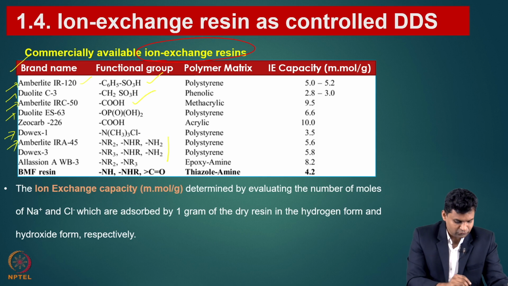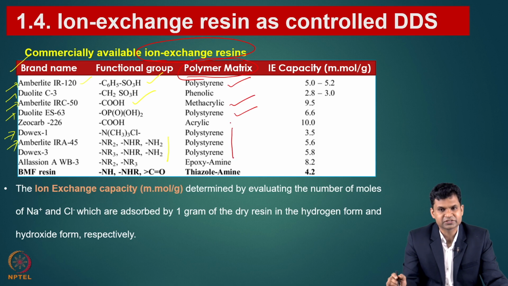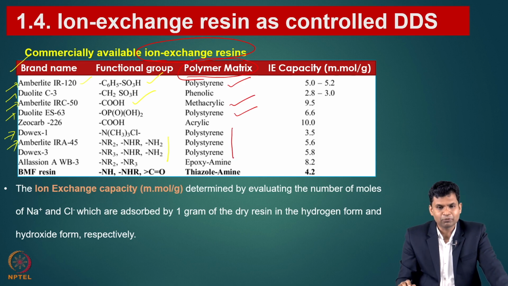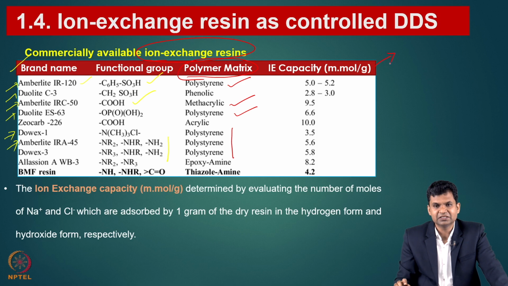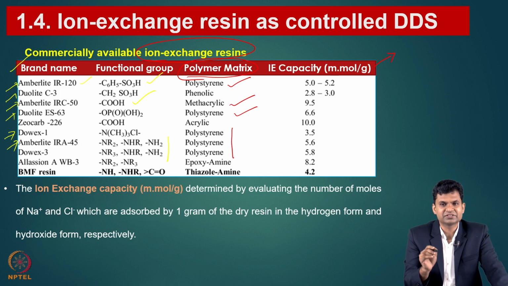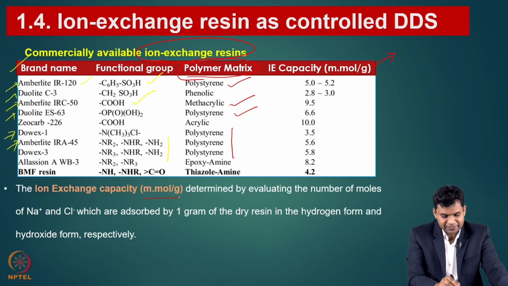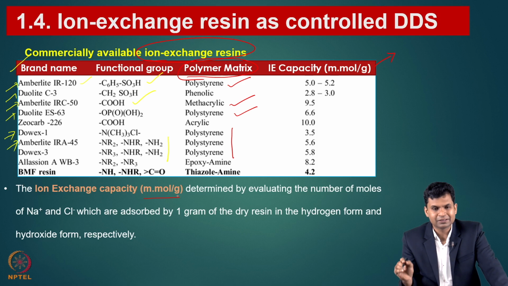Here you can see the polymer matrix systems. What are they? They contain polystyrene and methacrylic acid, and most of them are with polystyrene. And one more important point is that while selecting, we need to consider the ion exchange capacity of your resin. Here you can see the definition of ion exchange capacity, which is represented in millimoles per gram.